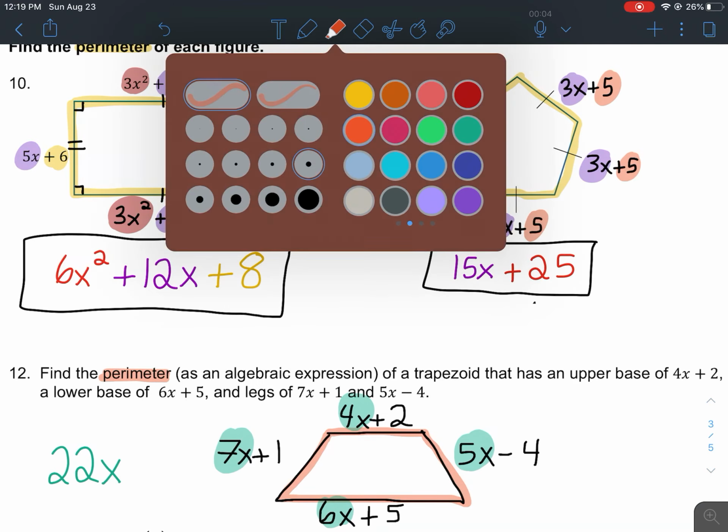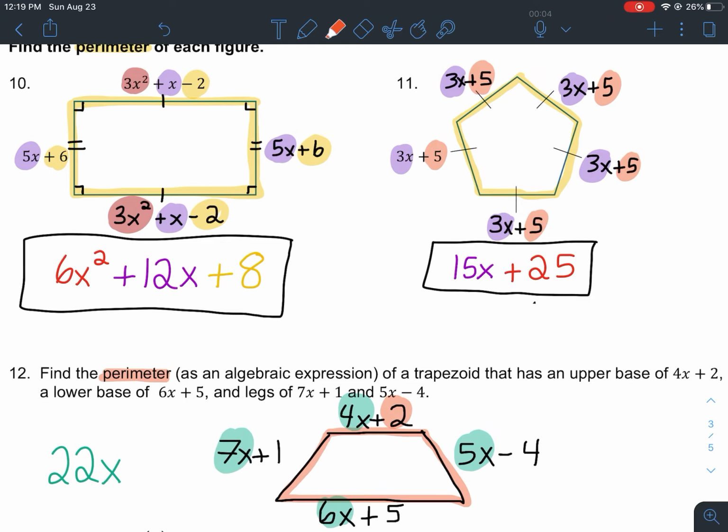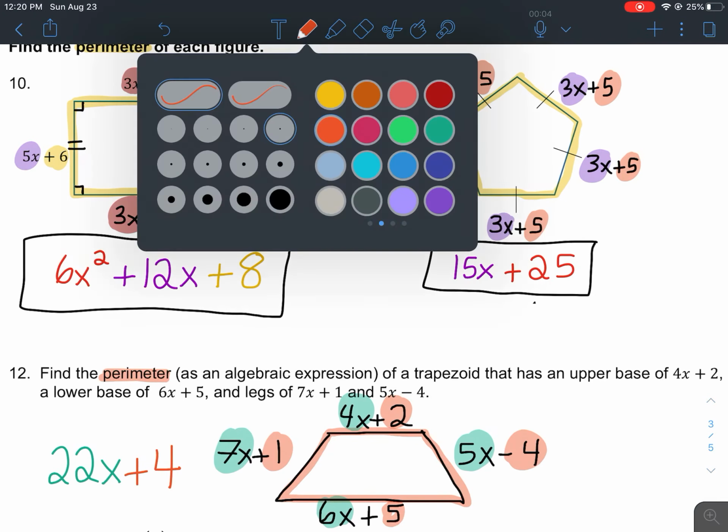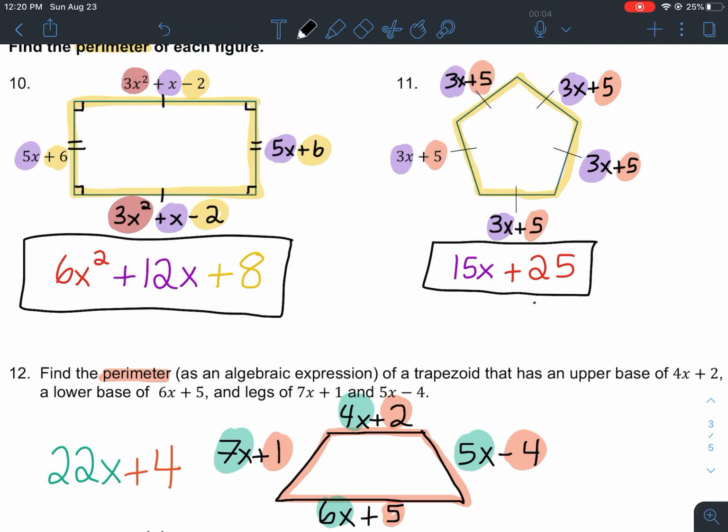And then I need to add up my constants. So I have 2 plus 1 plus 5 minus 4. If I add those up, 2 plus 1 is 3, plus 5 is 8, 8 minus 4 is 4. So therefore, our perimeter here, written as a simplified algebraic expression, is 22x plus 4. So that is how you find the perimeter.